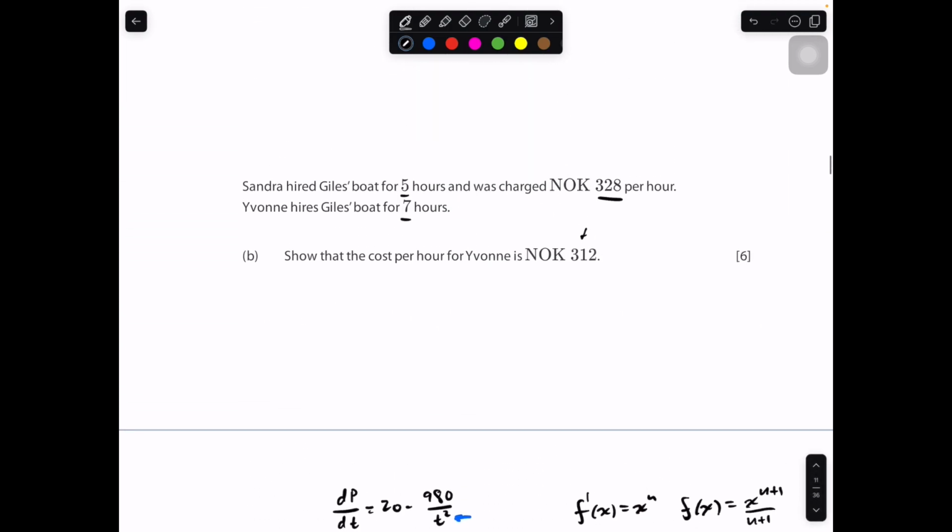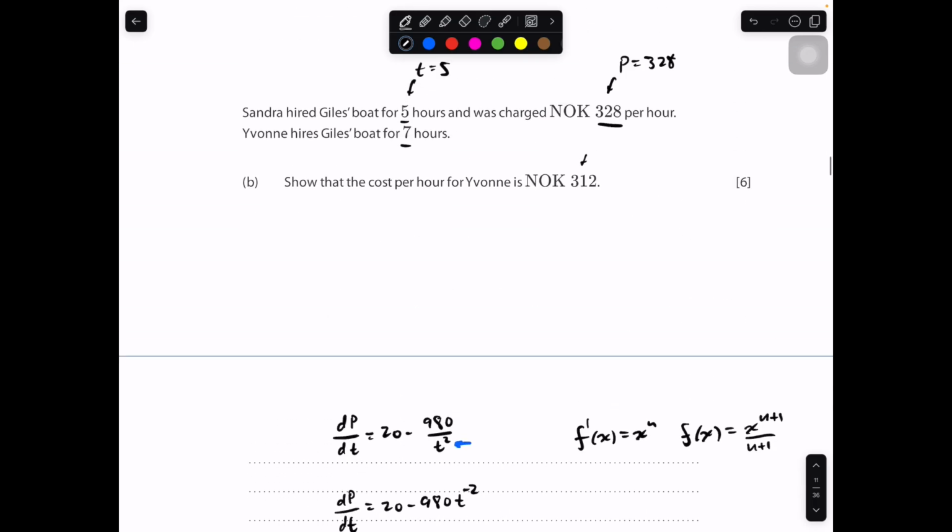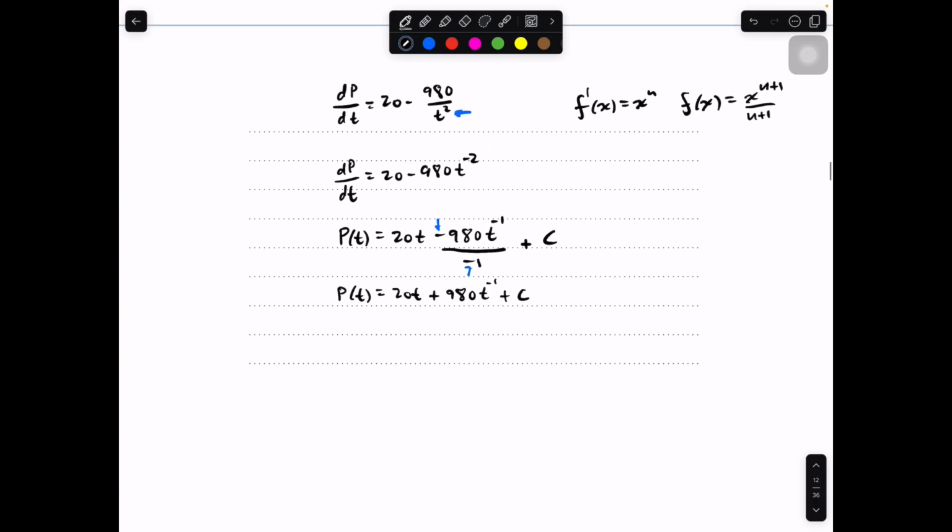They give us a value. They give us t is equal to 5 and p is equal to 328. So let's put those values in. P is equal to 328 when t is equal to 5. 980 times 5 to the negative 1 plus c, and what we want to do is, once again, solve for c. I'm going to do that on the calculator.